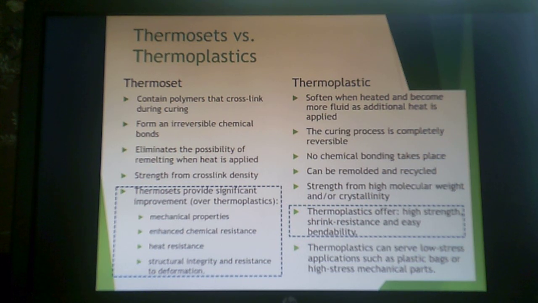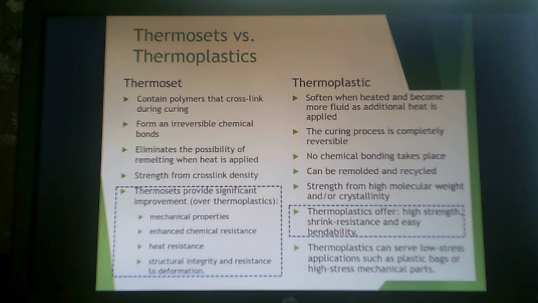The next one is properties. What advantages do thermosets have over thermoplastics? What advantage do thermoplastics have over thermosets? Well, if you're considering the exact same classification, so let's say a commodity thermoset versus a commodity thermoplastic, when you're looking at a commodity thermoset, you're looking at something with enhanced mechanical properties, enhanced chemical resistance, enhanced heat resistance, and better structural integrity and resistance to deformation as the thermoplastic at the same price point.